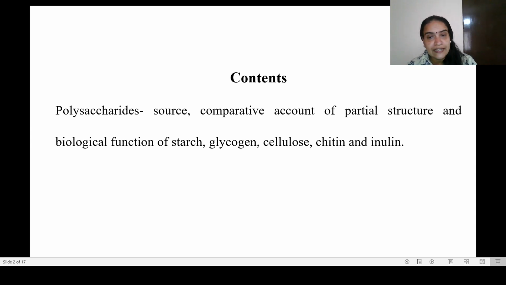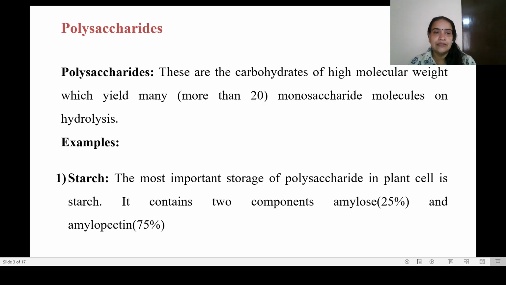If we get 2 to 10 units on hydrolysis of a carbohydrate, we call it collectively oligosaccharide. It can be further classified into disaccharide, trisaccharide, etc. If we are getting more than 20 monosaccharide units on hydrolysis of a carbohydrate, we call such a carbohydrate a polysaccharide. So this session is about polysaccharides, their sources, then a comparative account of partial structure and biological functions of starch, glycogen, cellulose, chitin and inulin.